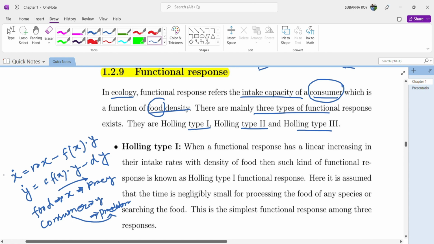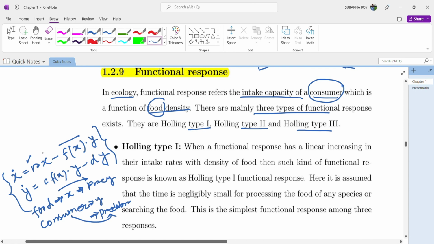So here we assume a general predator-prey system. X denotes the density of prey species and Y denotes the density of predator population. So Rx minus F(x) into Y. F(x) is the density of prey population consumed by a unit predator. So when there are Y predators, the total intake, that is consumption, becomes F(x) into Y.